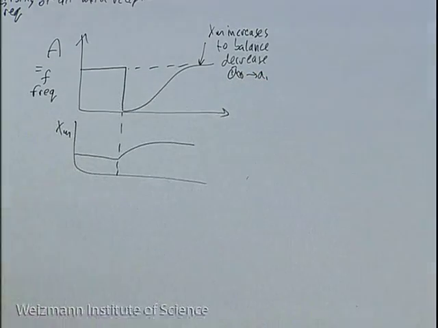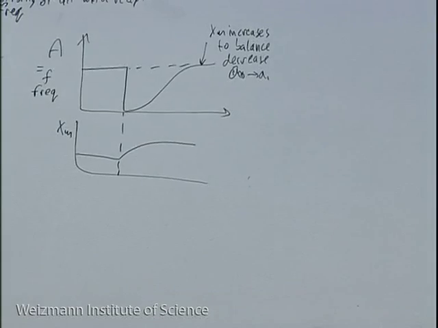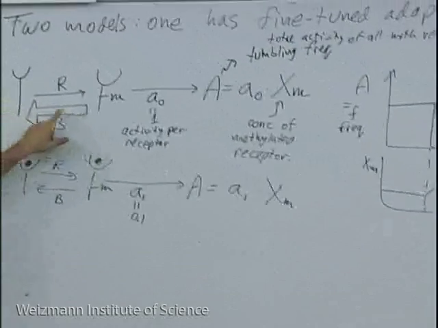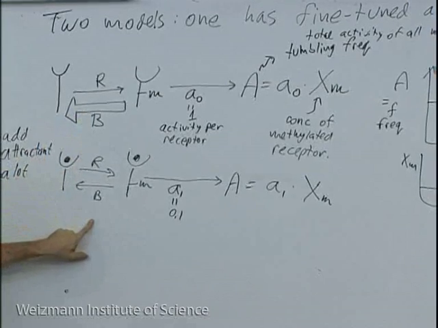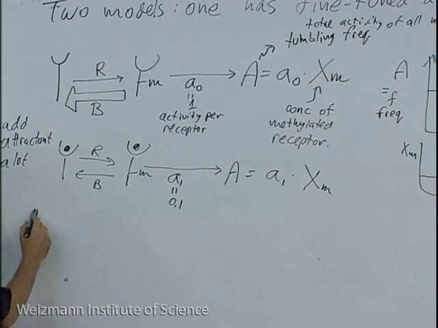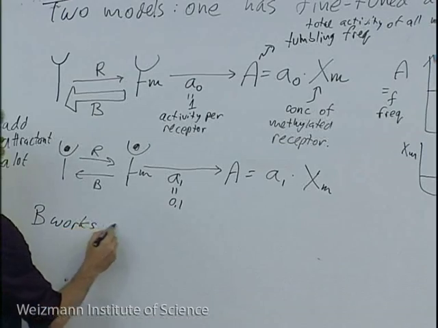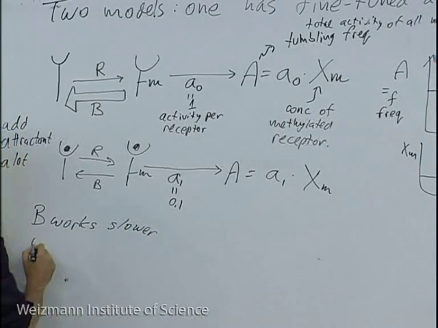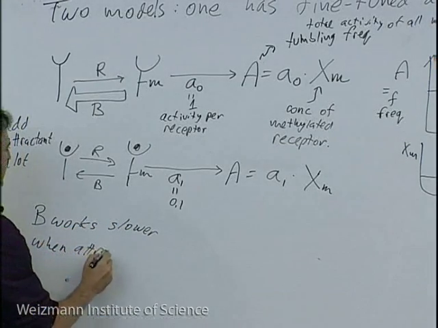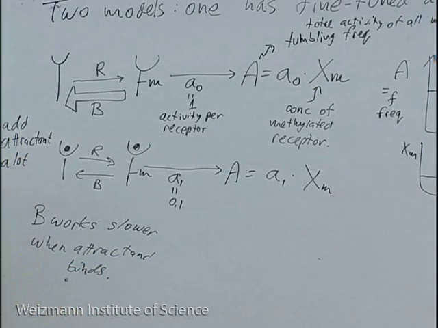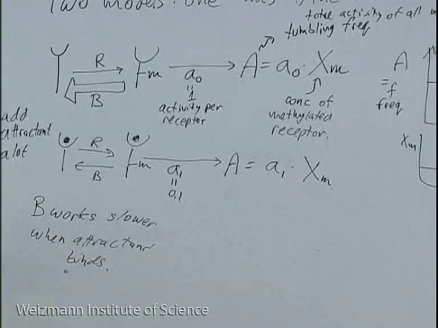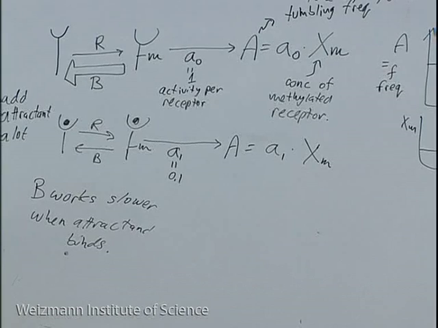Now, how this happens is that you notice that I drew a big arrow here for B and a small arrow here for B. This demethylation, according to the model, is lower when there's attractant. B works slower when attractant is present. Fine. You can say this is a very simple way to include that feedback I told you about. Now, you can make this have exact adaptation. I'll show you.